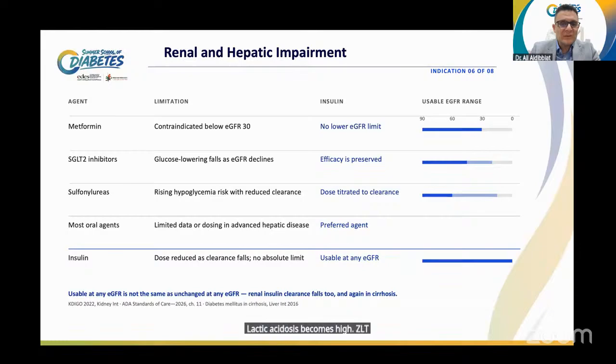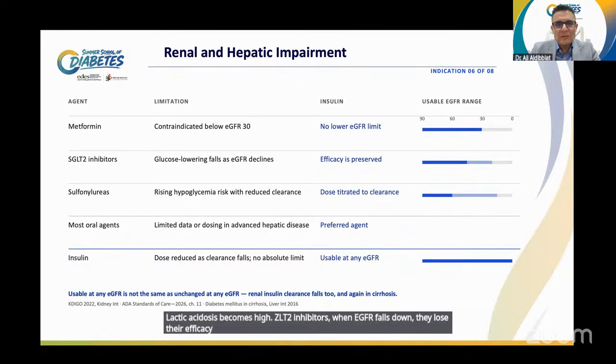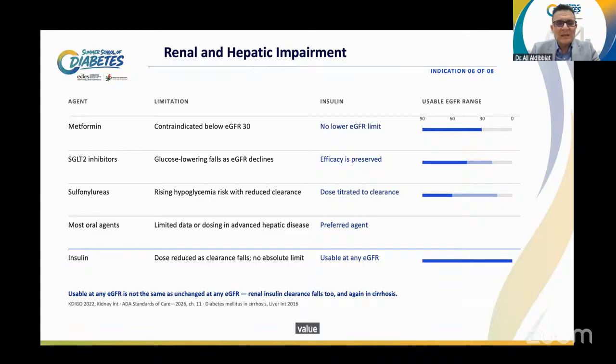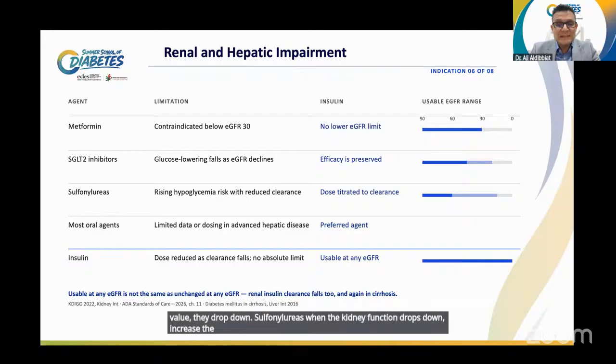SGLT2 inhibitors, when eGFR falls down, they lose their efficacy, and therefore diabetes management becomes less efficacious with those drugs. They will still have benefits with regard to heart and kidney, but from a glycemic control value, they drop down. Sulfonylureas, when the kidney function drops down, increase the risk of hypoglycemia significantly, especially that the kidney is responsible for a considerable percentage of the gluconeogenesis when it is healthy.